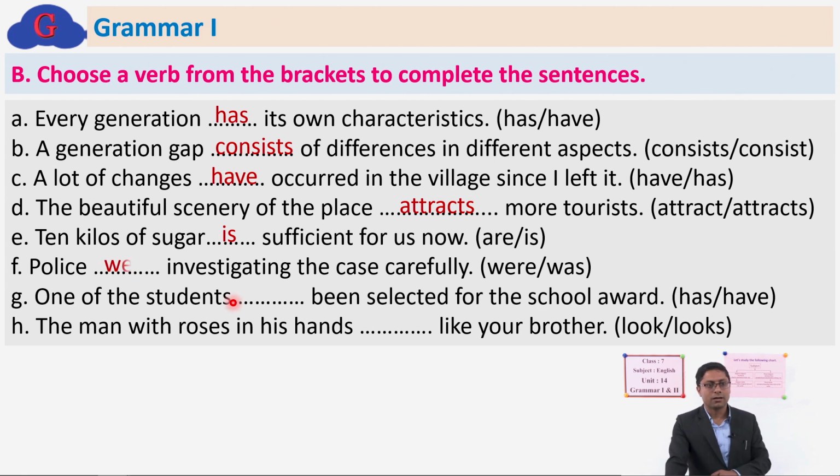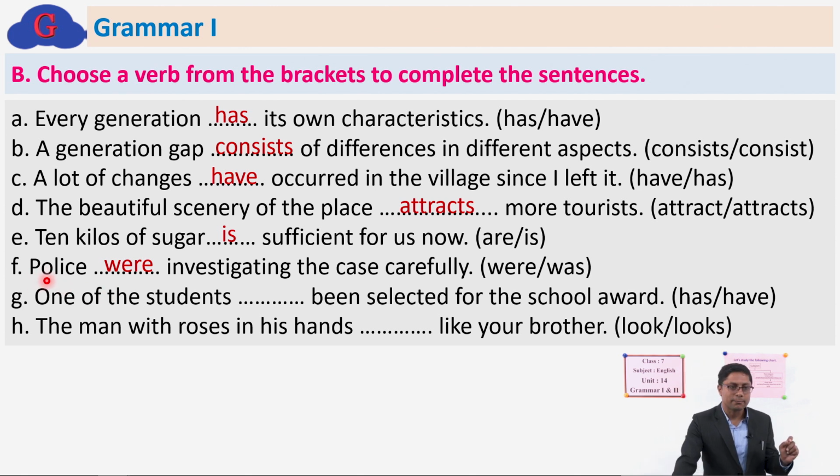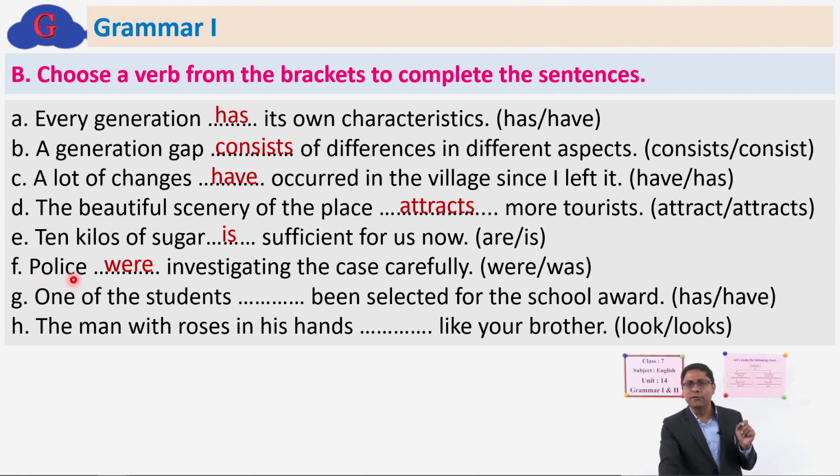It's "were," W-E-R-E, were. So why were? Okay. Police, P-O-L-I-C-E, police is a plural noun. If so, what's the singular form of this? If you want to write singular, then you need to write policeman or policewoman, okay? So it's a plural form, so it takes the plural form of the verb.